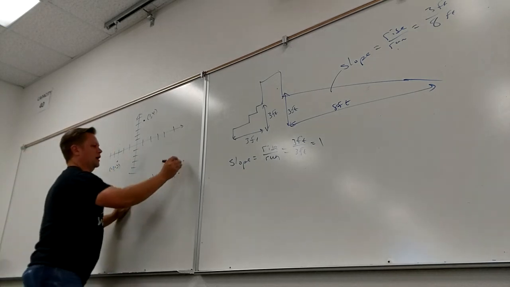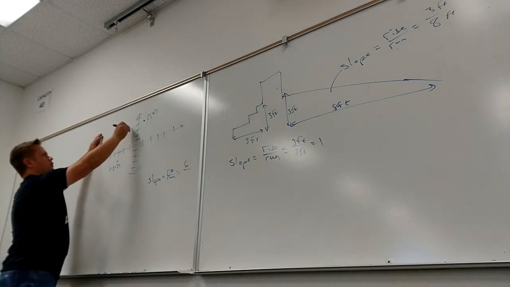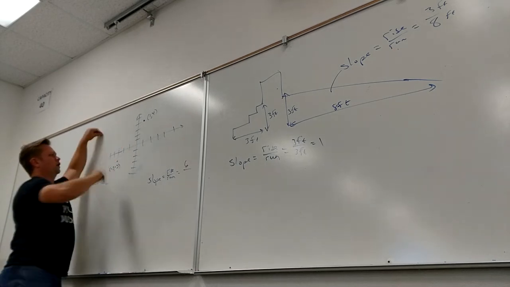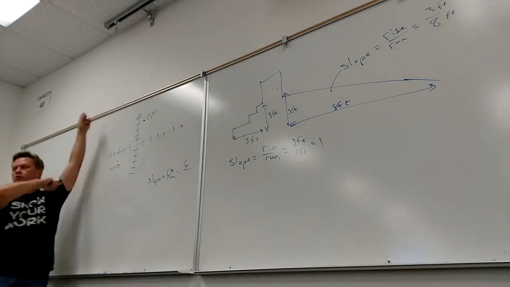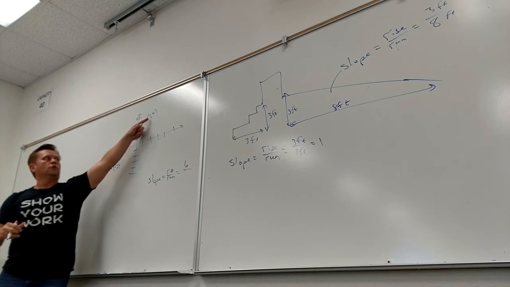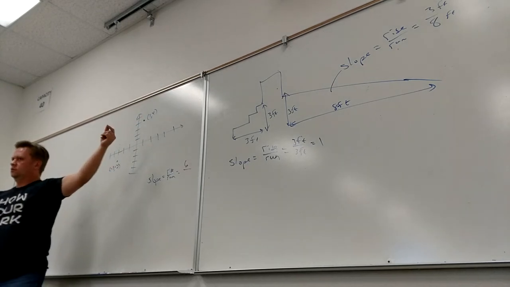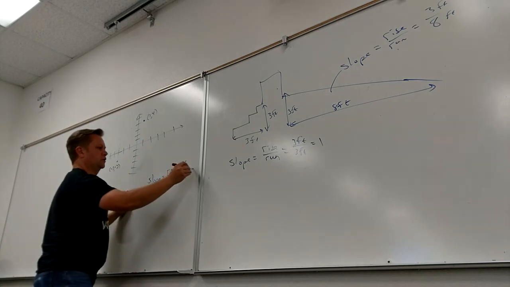So far we got 6 up, and how much do I run? 1, 2, 3, 4. And again, what controls left and right? X. The X started at -3, went to 1, so it got 4 bigger. I just counted off 4. So what's this guy's slope?